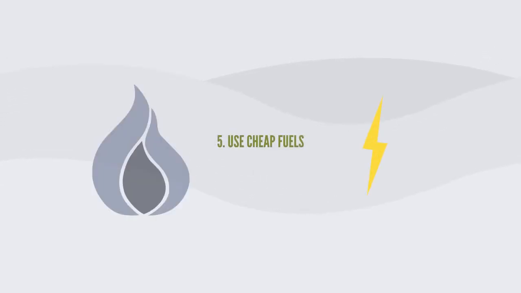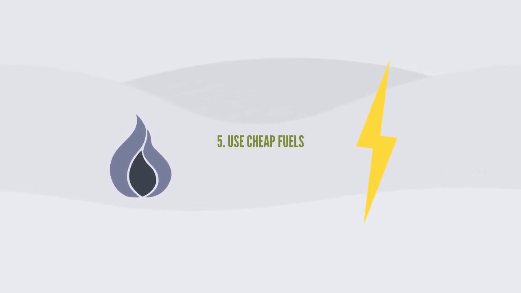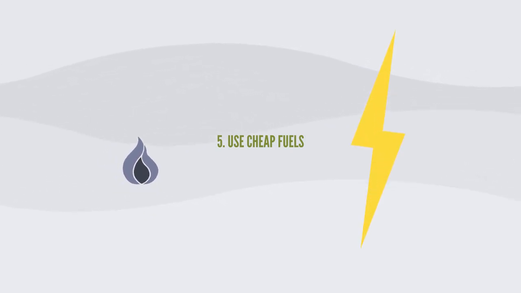Number 5. Use cheap fuels. Mains gas is, on average, 3 to 4 times cheaper than electricity. If you have a gas boiler, use it instead of relying on room heaters to keep you warm.